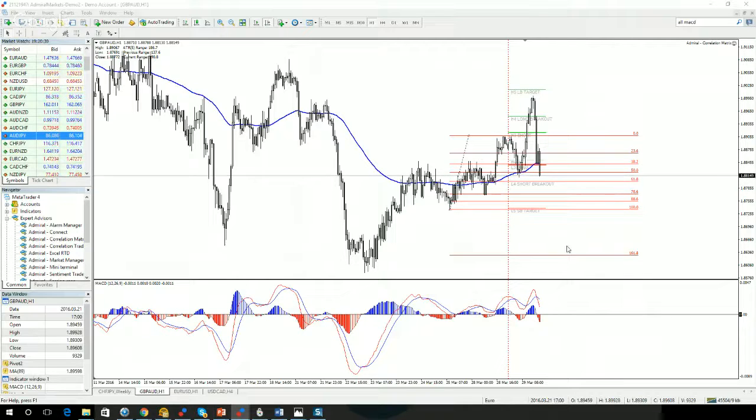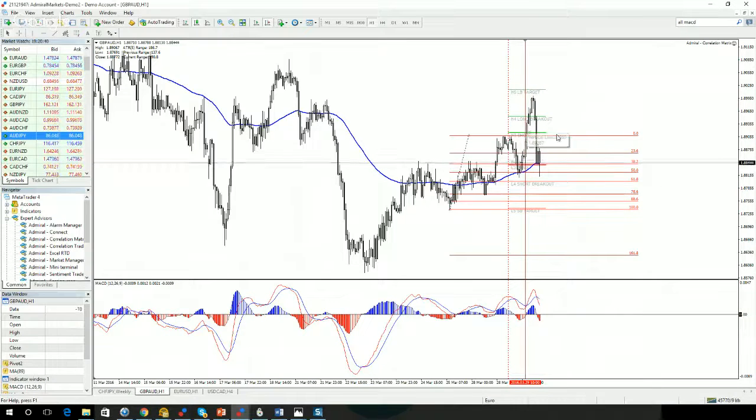Okay, so here it is. Let's see a 1 hour example. At the time of analysis, let's say the price was here. See here, at this time, MACD was just crossing this 0 line.